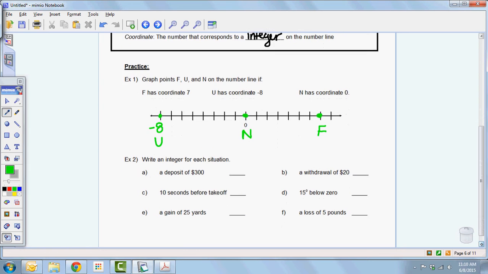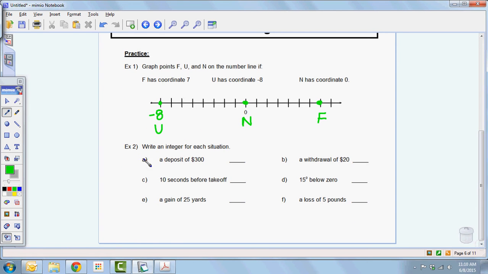In the next section here, you're going to write an integer for each situation. You're going to write an integer, like -1, +6, 10, anything like that that would go with this information. I'd like you to try this and see how you do. I'll give you a couple of them.